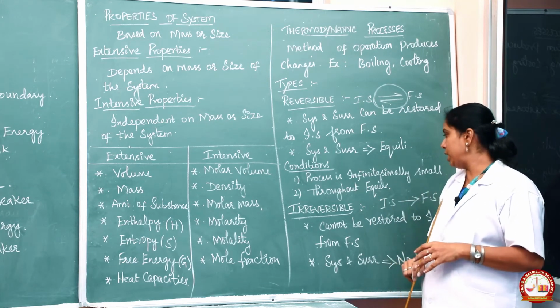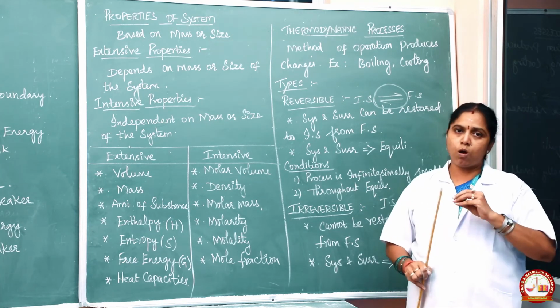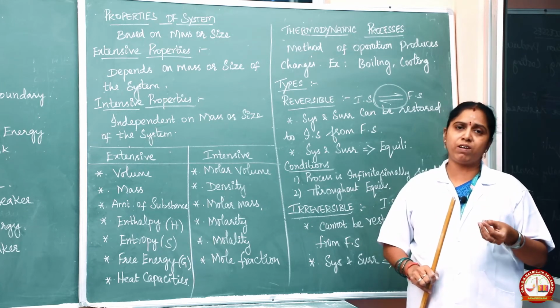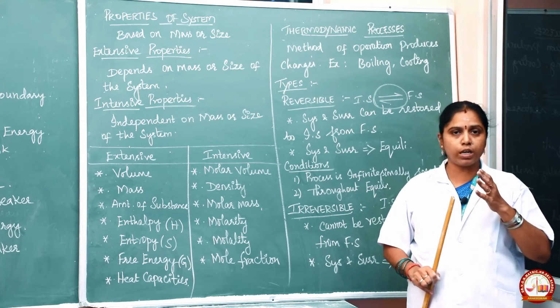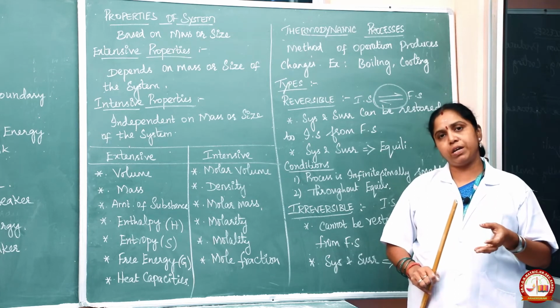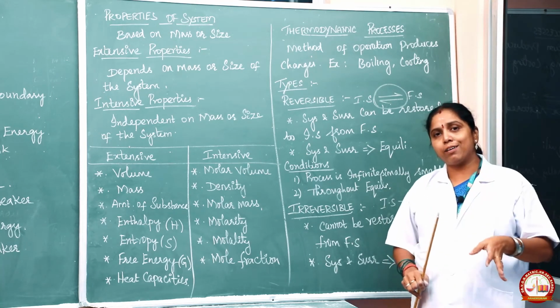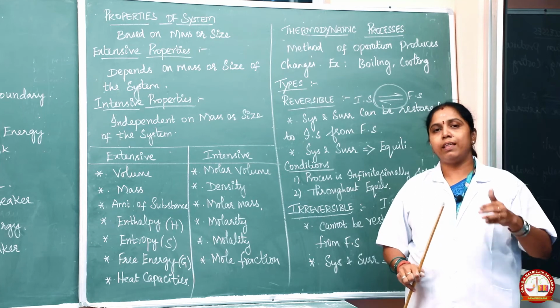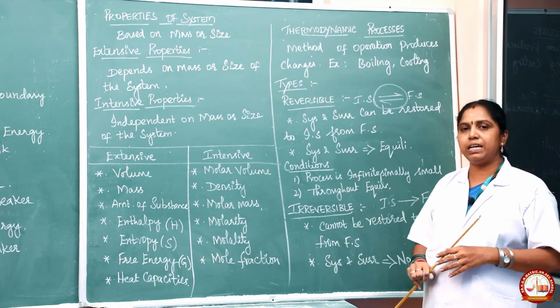So that is about the irreversible process, and throughout this process there is no equilibrium. Even at any instant equilibrium is not established. And also a very important concept, all the naturally occurring processes are said to be irreversible in nature.